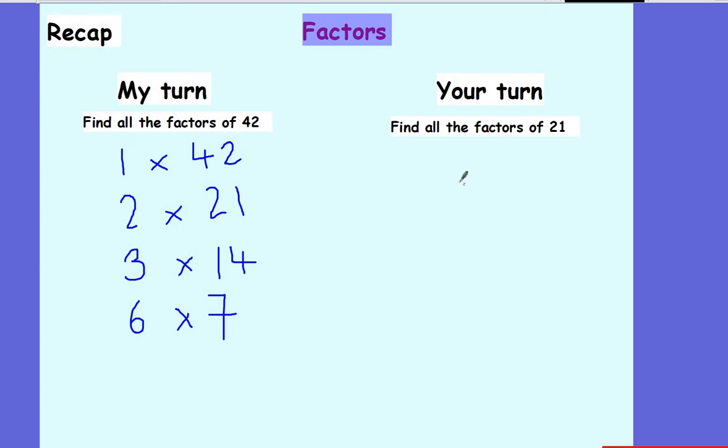Okay, let's go through the answers. I'm going to list these, so I'm going to say 1 times 21, always start with 1. 2 doesn't go into 21, but 3 does, so I can have 3 times 7. So my factors of 21 are 1, 3, 7 and 21. Cool, hopefully we can all remember this from last lesson.